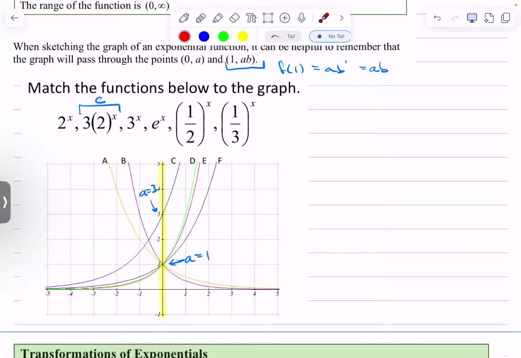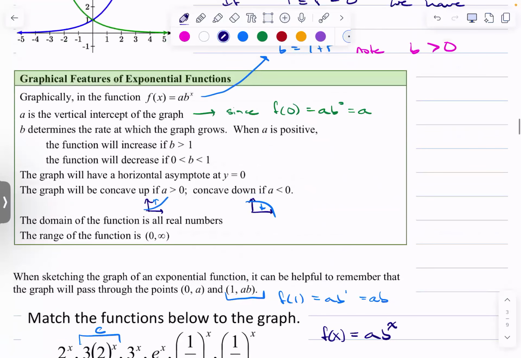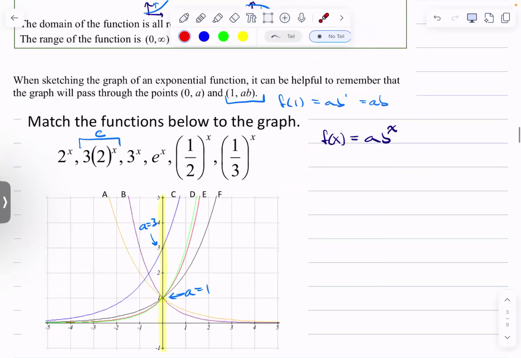We know that f of x is equal to a times b to the power of x. Right? If b is between 0 and 1, then I have decay. We just established that up here. So I know I'm looking for a graph with b between 0 and 1 for these decaying functions. So let's see here. These are decay, and that tells me that both of these are graphs of decay.